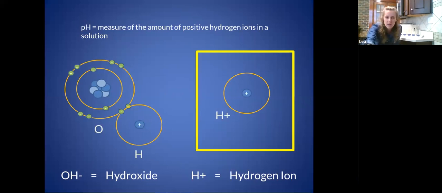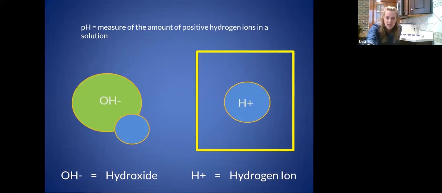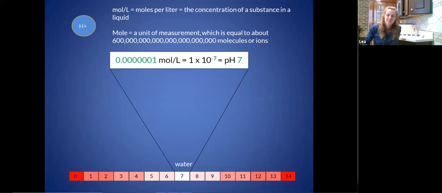So what is our unit of measure when we're talking about these hydrogen ions? Hydrogen ions are measured in a concentration, a unit of measure called moles per liter. A liter is about a quarter of a gallon. But what is a mole? A mole is a unit of measurement which is equal to about 600 sextillion molecules or ions. This sounds like a lot, but molecules or ions are very, very tiny. So a mole is still very, very small.